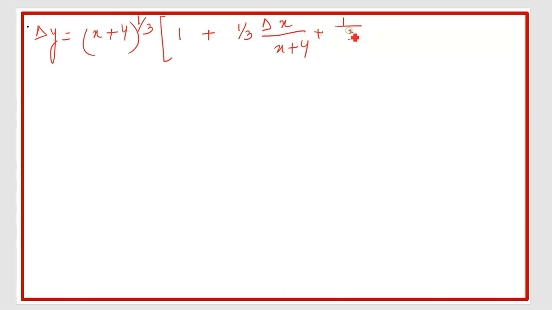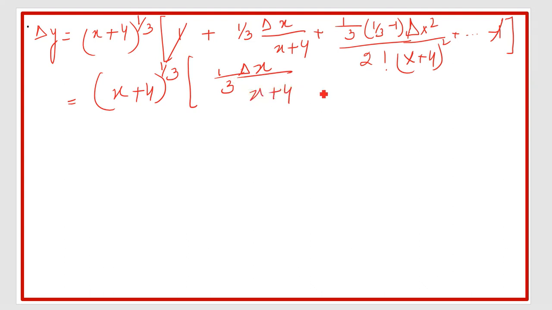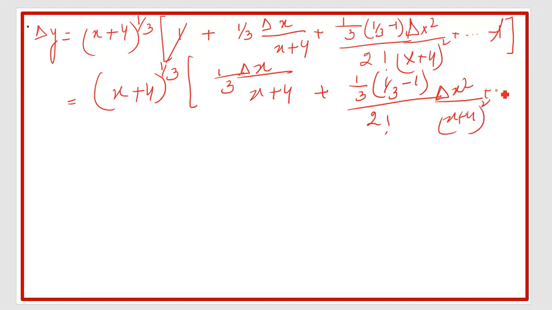Here we have n multiplied by n minus 1 over 2 factorial, delta x square over x plus 4 square, plus so on, and minus 1. So this negative sign will cancel with this positive sign. Whatever is remaining I will write down here. Now we have 1 over 3 delta x over x plus 4 plus 1 over 3 means n into n minus 1 divided by 2 factorial, delta x square over x plus 4 whole square, and so on.